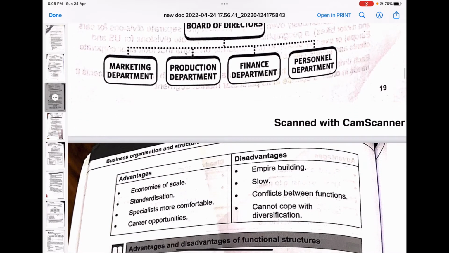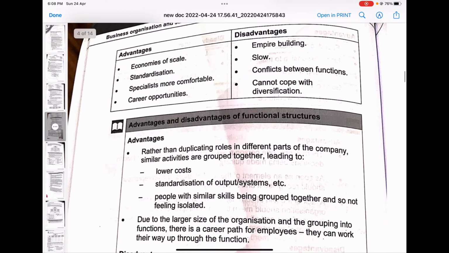Moving on, we come to the advantages and the disadvantages. In the advantages, we have economies of scale. Per product, the cost comes down because there is no duplication, so the price per product comes down. That is what is known as economies of scale.